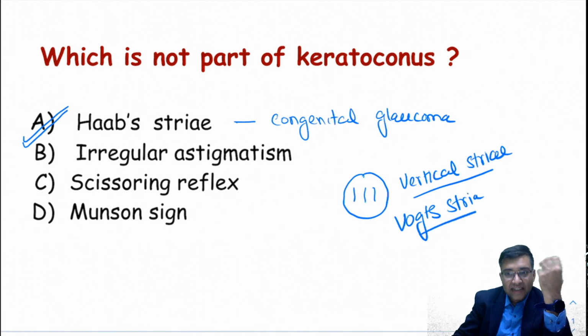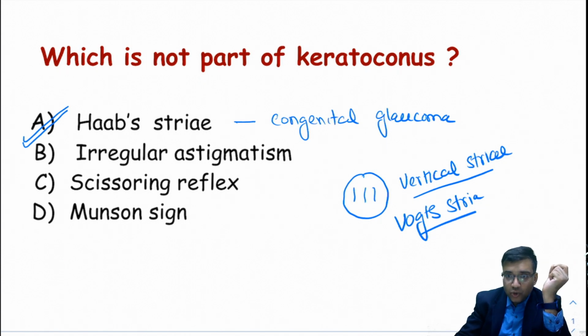We all know the irregular astigmatism, scissoring reflex, and Munson sign are seen in keratoconus, and in the video which is following this you would get the complete knowledge about keratoconus. Remember, keratoconus would be very, very important in your coming exam of NEET PG as well as for the FMGE aspirants, so please note that.